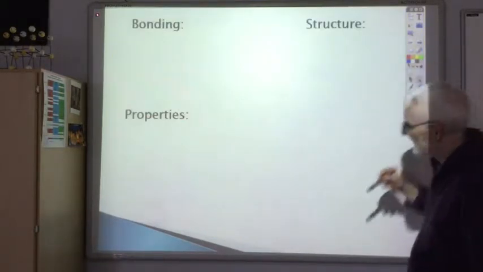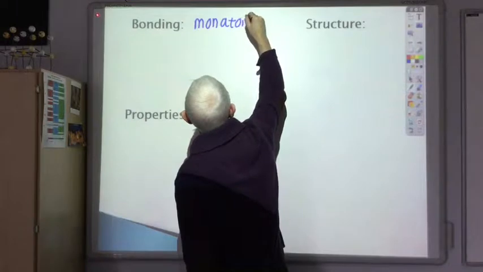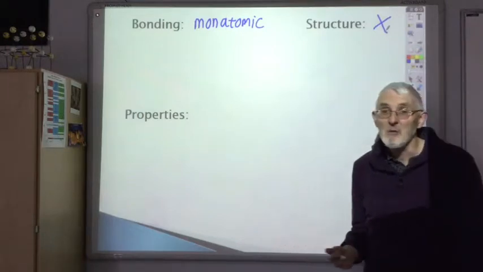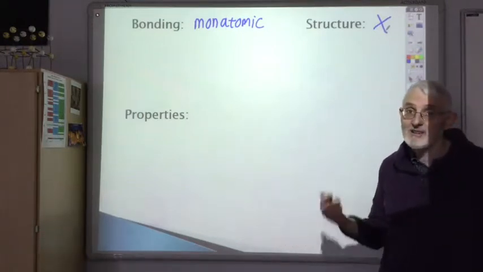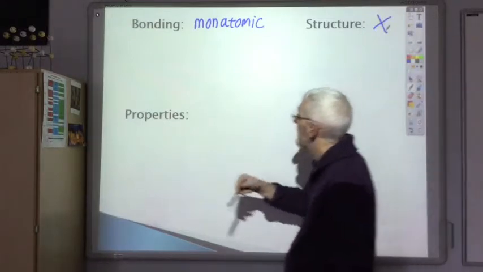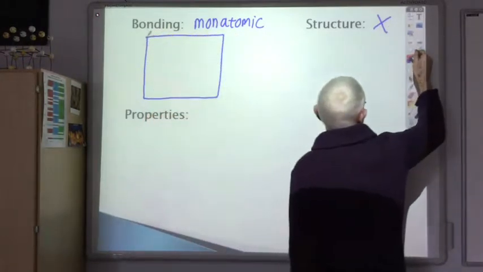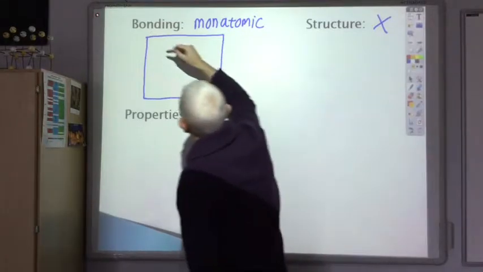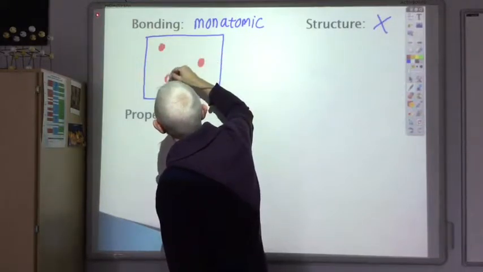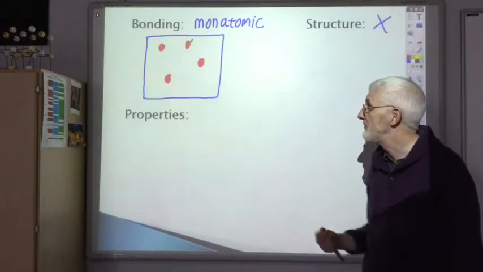The bonding is known as monatomic. And they don't actually have a structure. Because monatomic means, well, they don't actually bond. They just go around as single atoms, one atom, hence monatomic. So if we had a big beaker here full of, say, neon, so there's one neon atom, there's another neon atom, there's another one, there's another one. They're not bonded together. Okay, they're quite happy on their own.